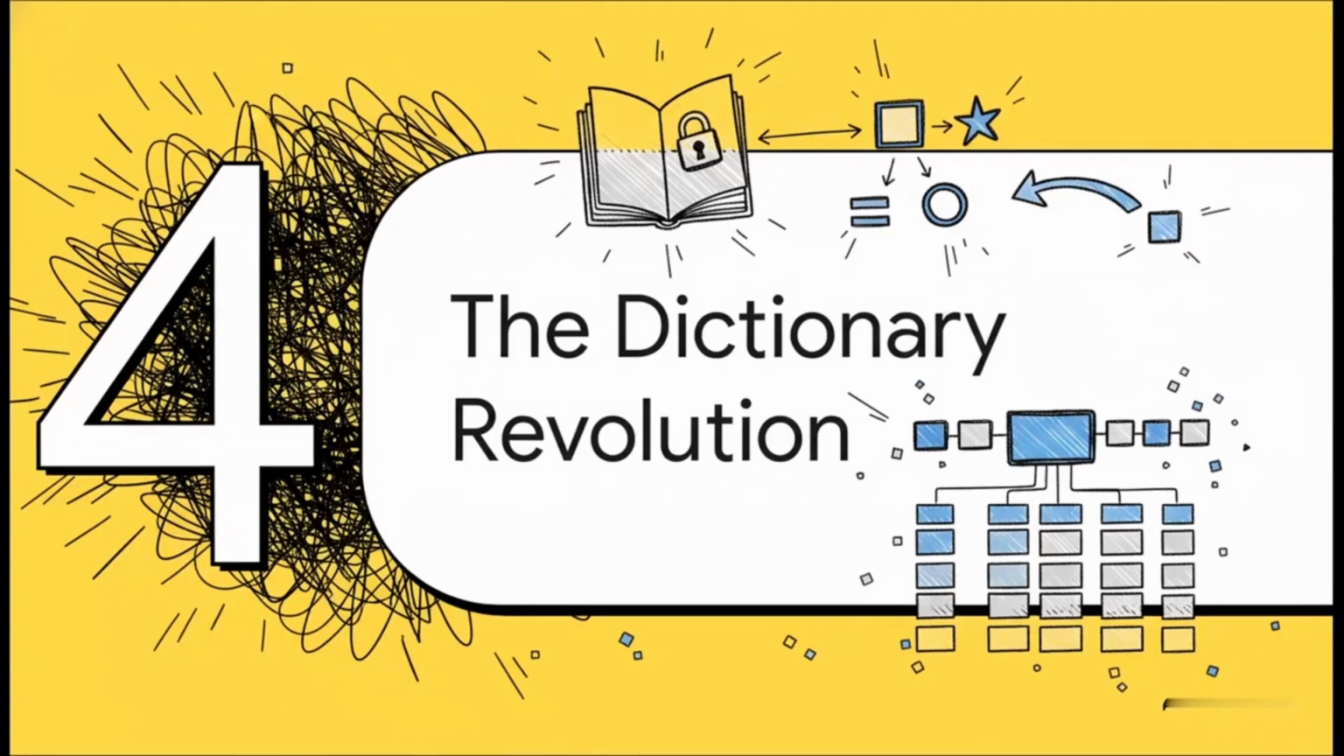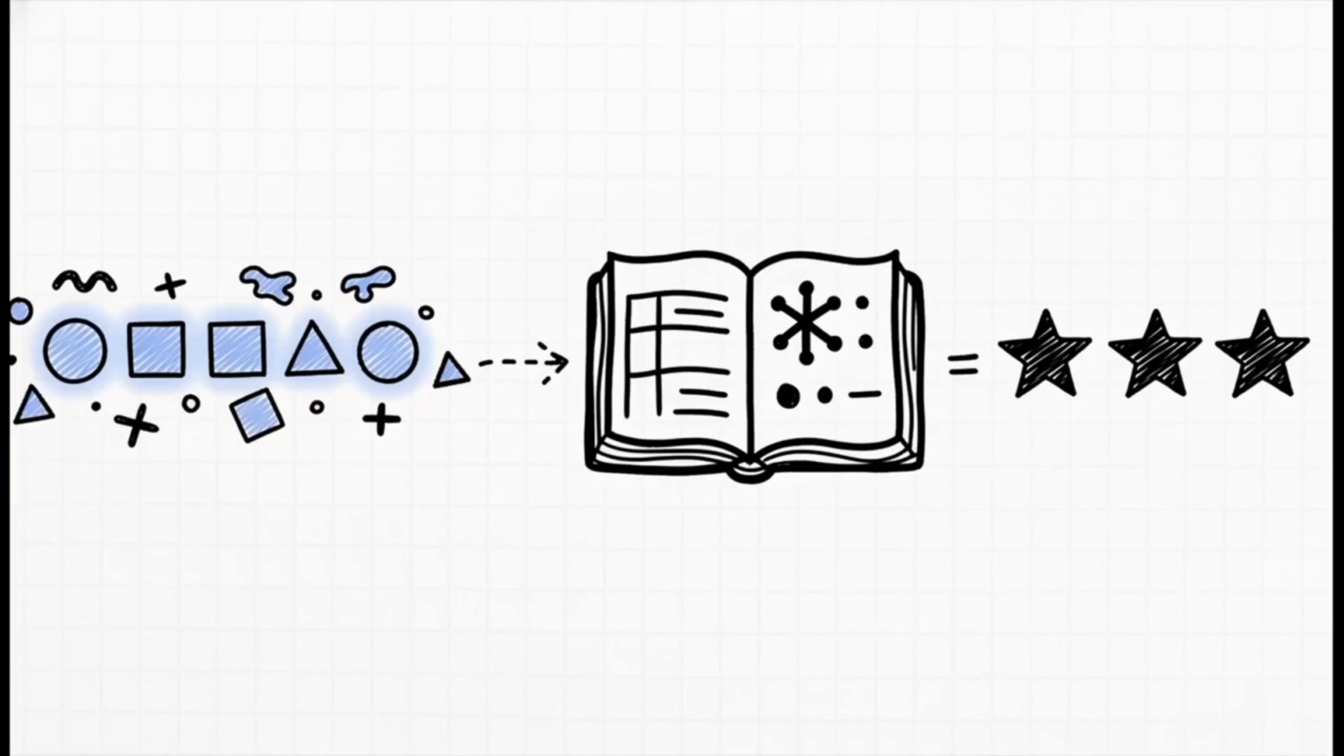Okay, so Huffman coding was a total game changer, no doubt. But it still had one limitation. It looked at the data one character at a time. The next huge leap forward in compression came from a totally different way of thinking about the problem. It's called the dictionary approach. And the idea behind it is just beautiful in its simplicity.